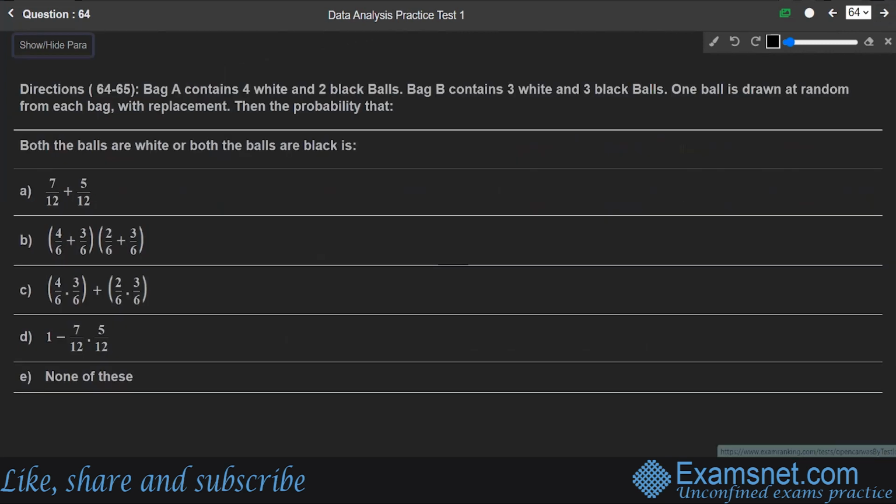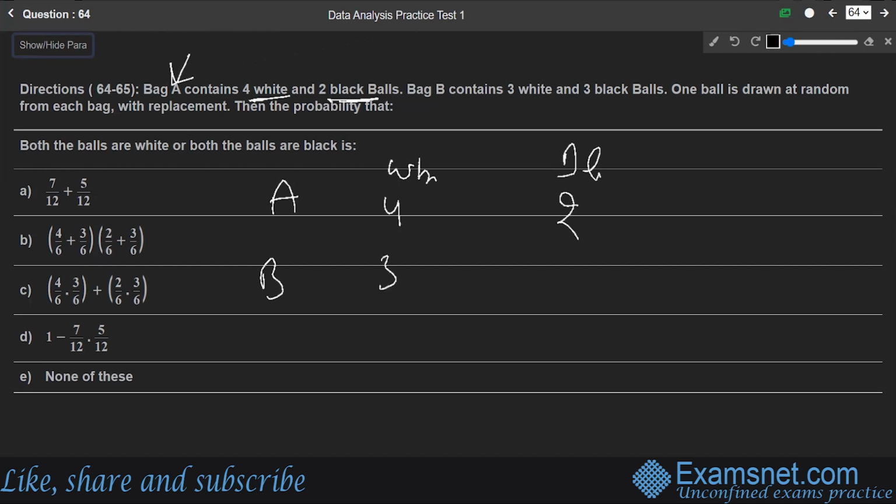Next it is saying, bag A contains 4 white and 2 black balls. So we can draw it also. Bag A is there, white and black. This is how we can do it. Bag A contains 4 white balls and 2 black balls. Bag B contains 3 white balls and 3 black balls. This is the chart with us.